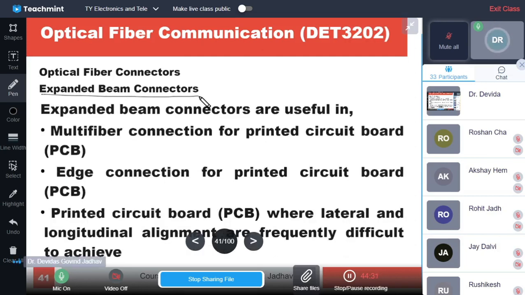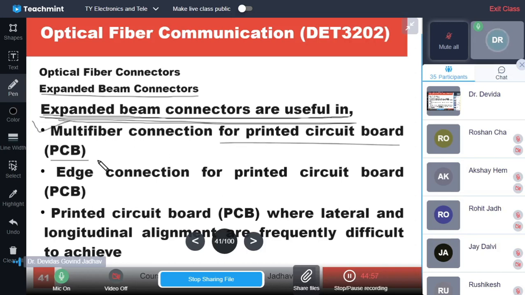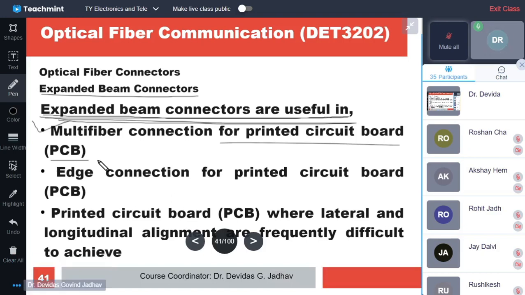So where are the expanded beam connectors useful, where are they applicable? Expanded beam connectors are applicable in multi-fiber connections, for example multi-fiber connection for printed circuit boards, PCB. Expanded beam connectors are useful in multi-fiber connections.